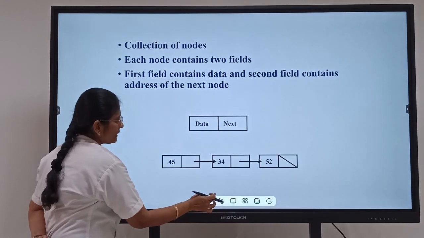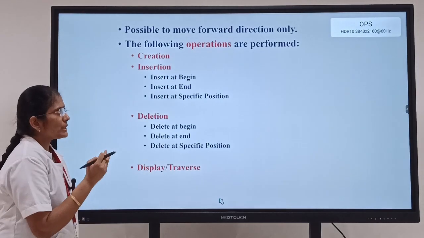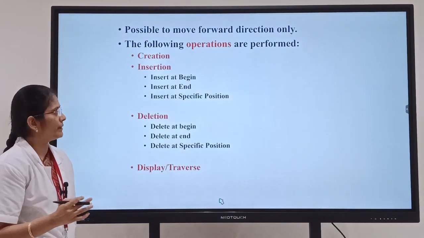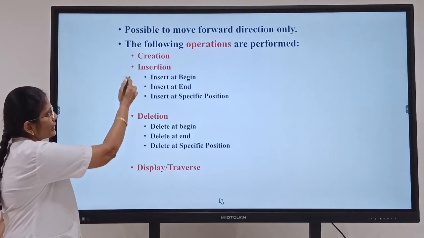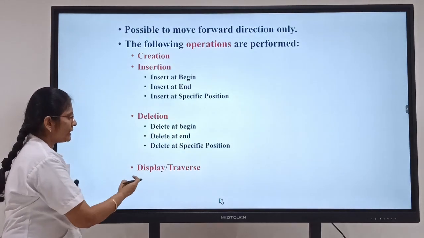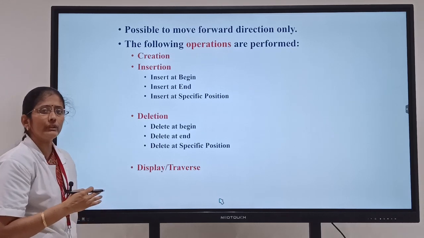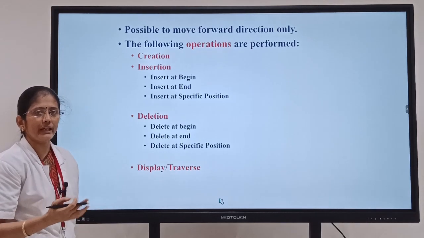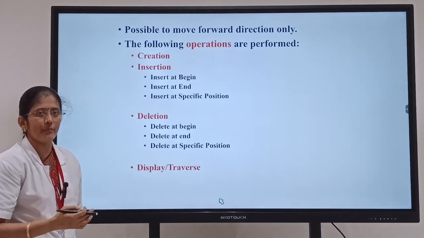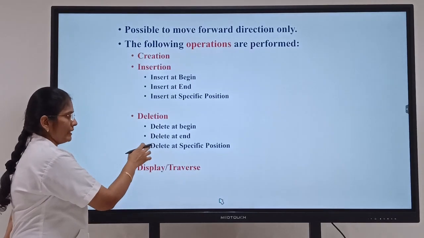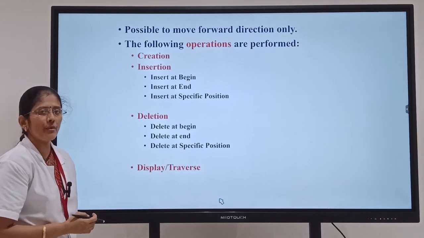This linked list contains only one address pointer, so it is possible to move only in the forward direction. A lot of operations are performed in this singly linked list. One is the creation, second one is insertion, third one is deletion, and the fourth one is display or traverse. In insertion, it is possible to insert a node at the begin or at the end or at a specific position. In deletion also, it is possible to delete an element at begin or delete the element at the last position or delete at a specific position. So these are the operations performed in the linked list.